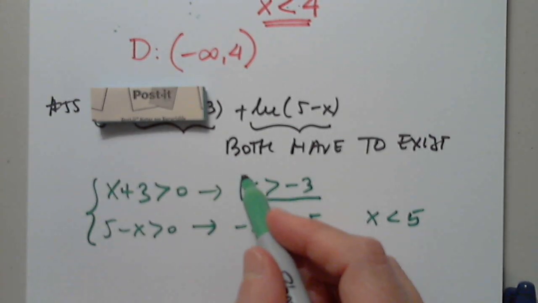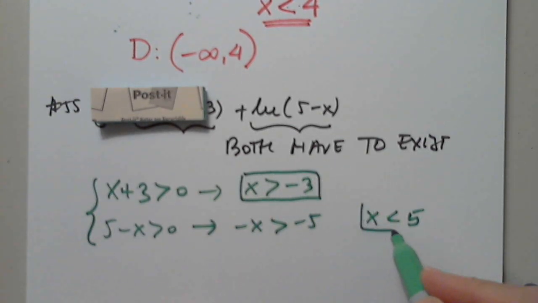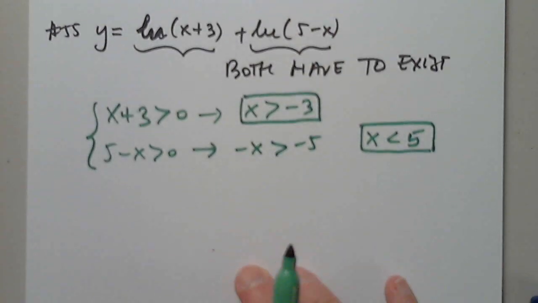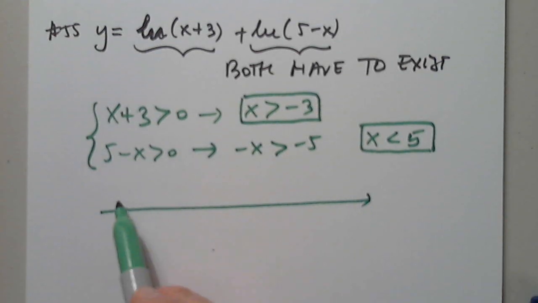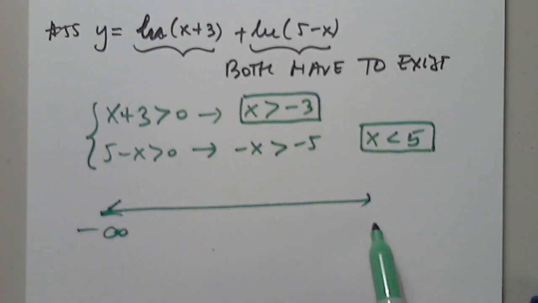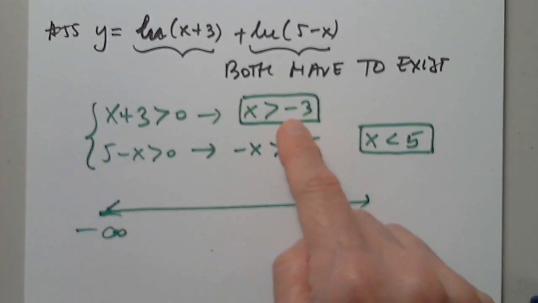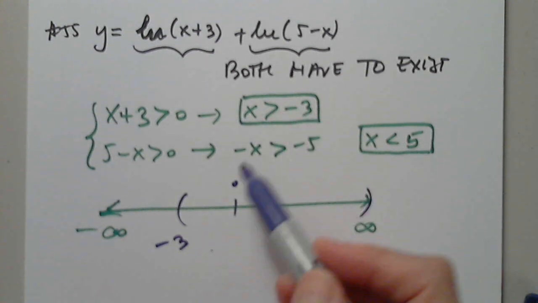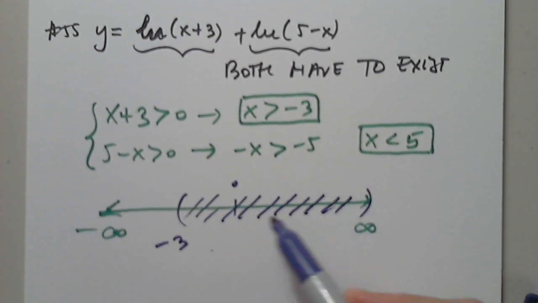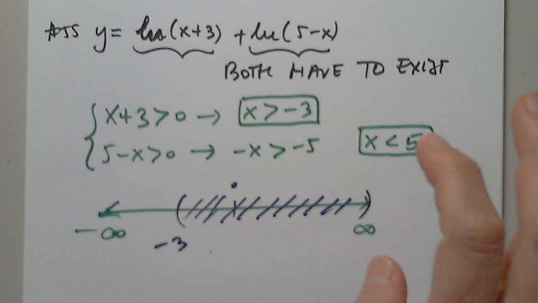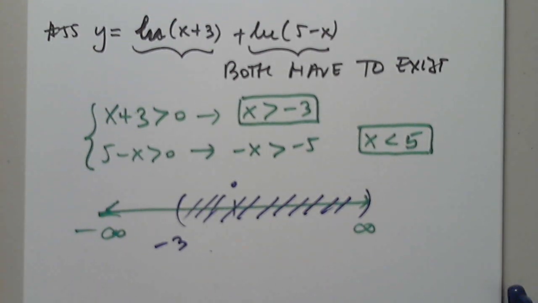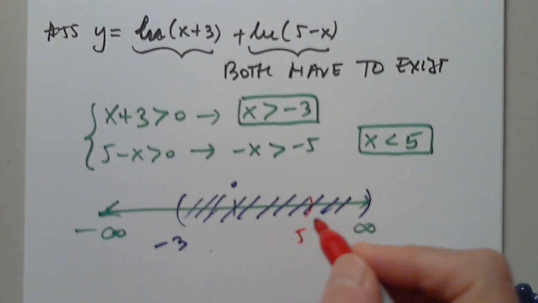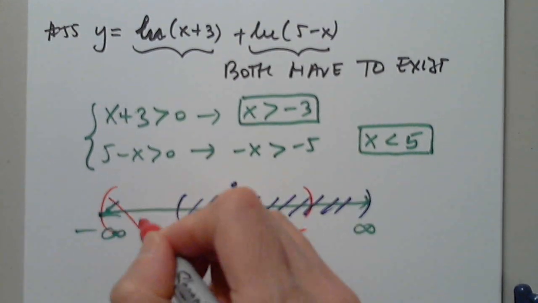So now I have to represent these two on a number line or real line. Greater than -3. So if 0 is somewhere here, this is -3. Greater than -3 is this. Less than 5. 5 is somewhere here. Less than 5 is this.